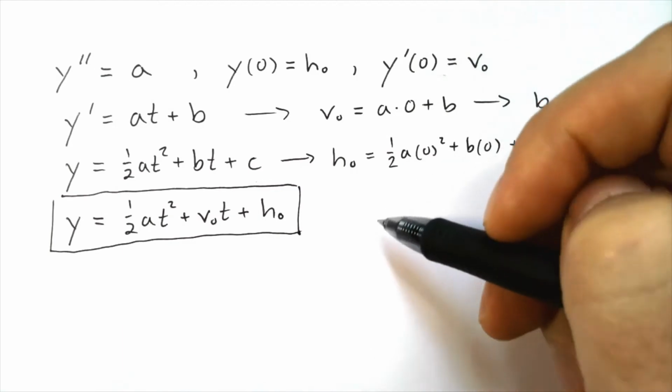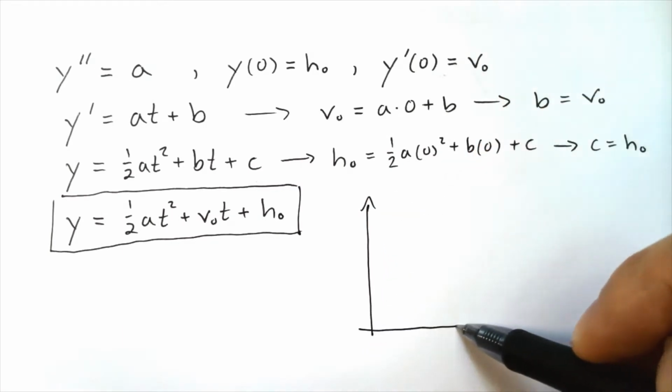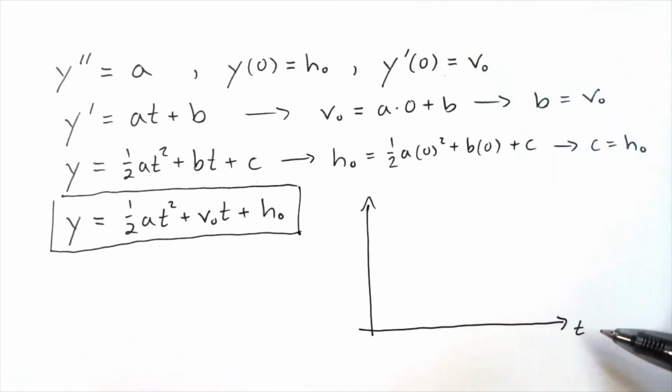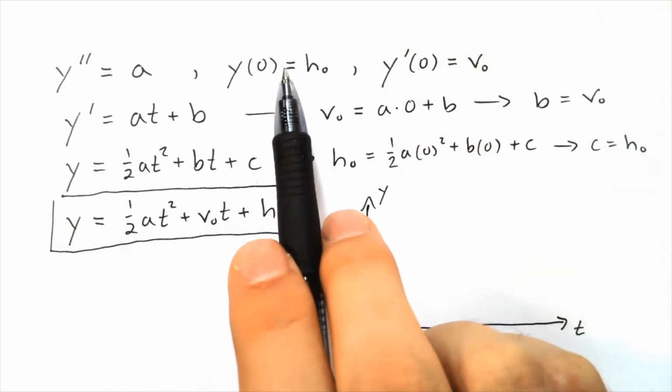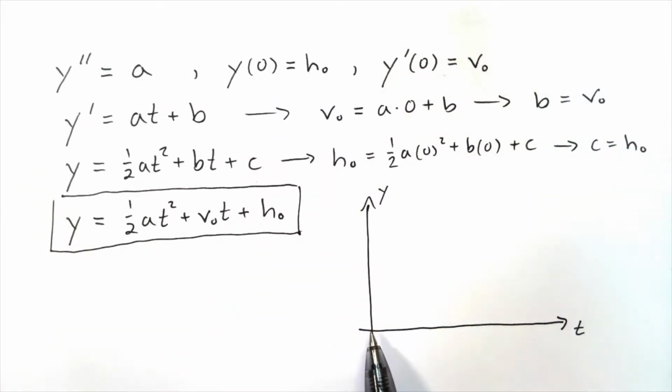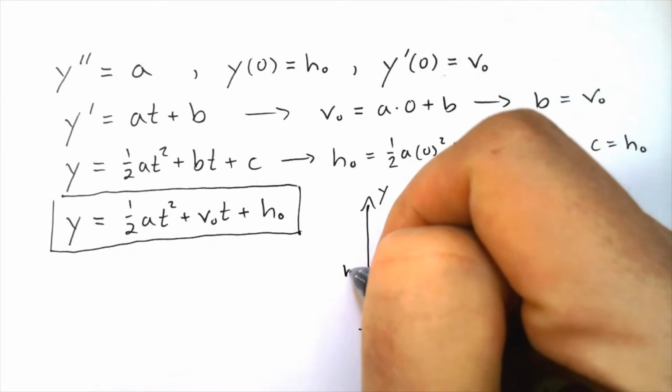Now, one thing I want to do is I want to look at a pictorial representation of this. So let's draw some axes here. I'm going to have my t-axis here and my y-axis here. And let's just see what we're doing here. When we say y of 0 equals h0, that means that the value of y when t is 0 has some initial height here, h0.